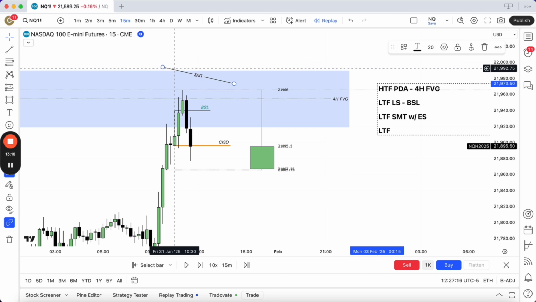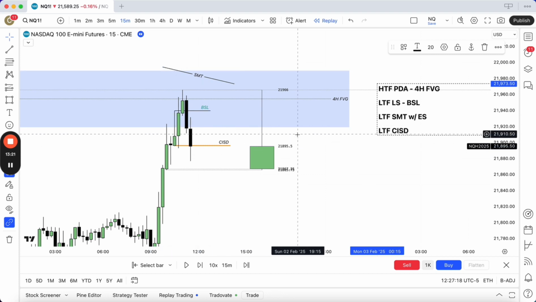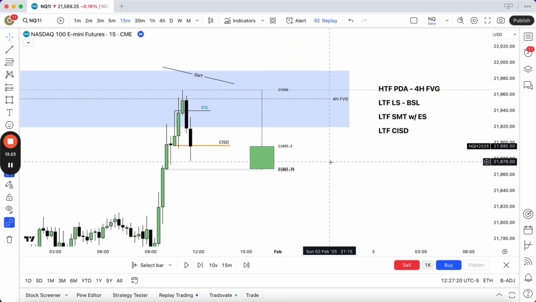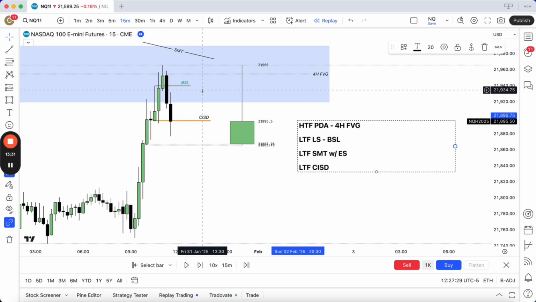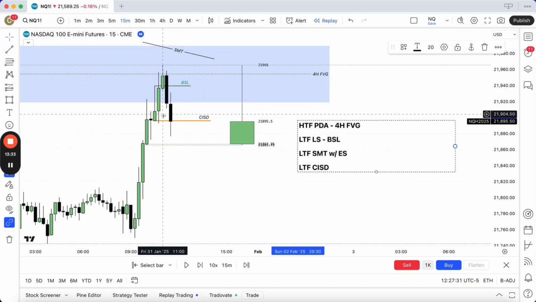And then we have the lower time frame change in state of delivery. So this would be an actual good trade right here for sells. This is every single thing checked off. We pulled into that 4-hour PD array. We aligned our time frames. We're on the 15-minute time frame now. We swept highs, we have SMT with ES, and we have a confirmed change in state of delivery.